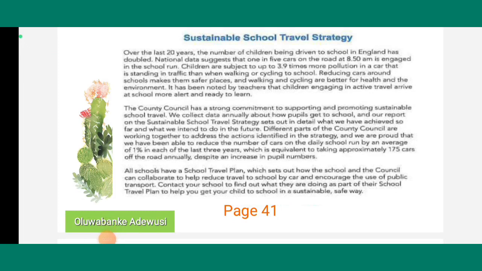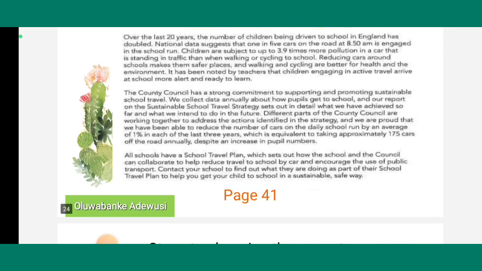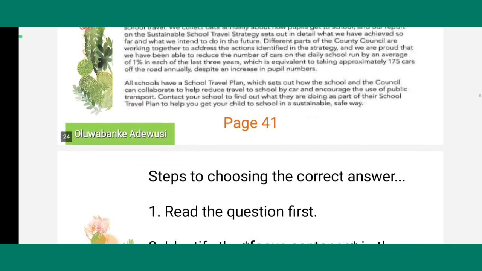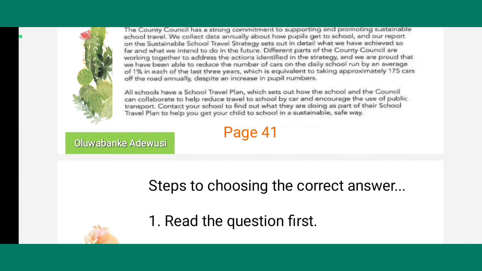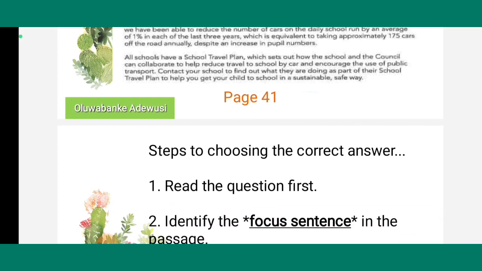So this is what it typically looks like. You will have the passage and you have the questions. So what steps should you take to choose the correct answer? The first thing I would tell you to do is to read the question first. You will not have all the time to go through the passages. So what I would usually advise is that you read the question first.